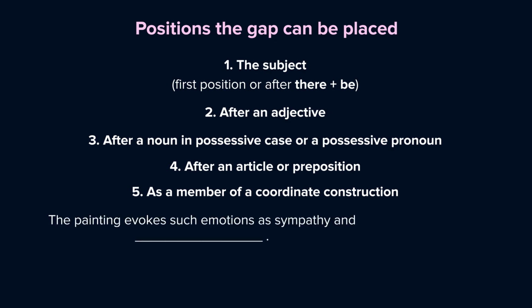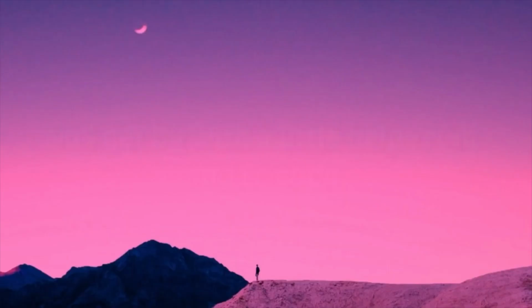"The painting evokes such emotions as sympathy, and." Sympathy is a noun. We have a gap after it, so we need to form another noun. The word that we have in the task is kind. With a little help from our friends, suffixes, we can form the noun kindness.